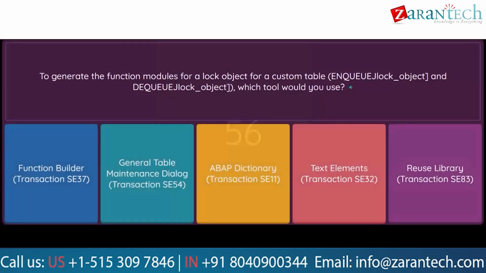Question: to generate the function modules for a lock object for a custom table, ENQUEUE_object and DEQUEUE_object, which tool would you use? Option 1, Function Builder, Transaction SE37. Option 2, General Table Maintenance Dialog, Transaction SE54. Option 3, ABAP Dictionary, Transaction SE11. Option 4, Text Elements, Transaction SE32. Option 5, Reuse Library, Transaction SE83.